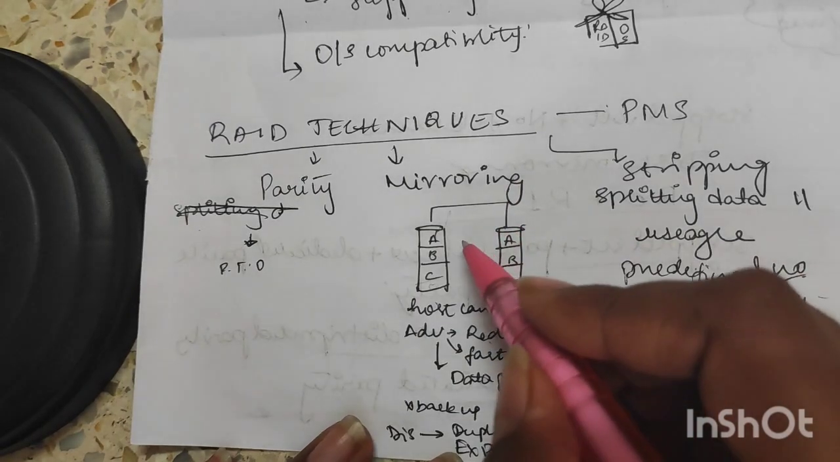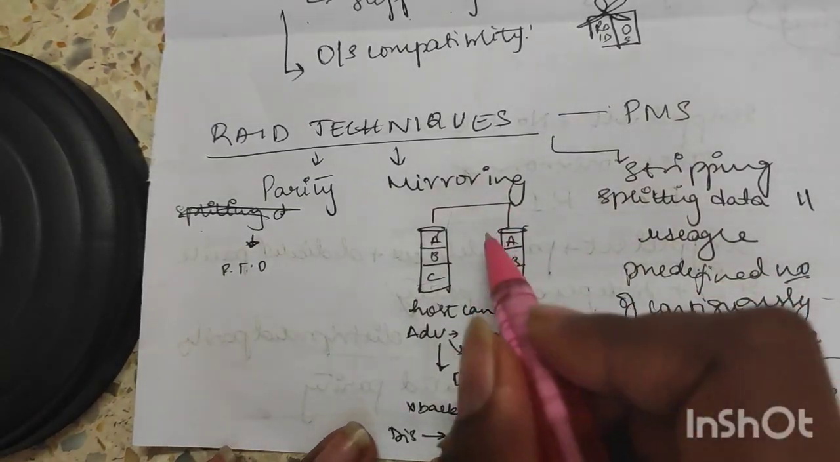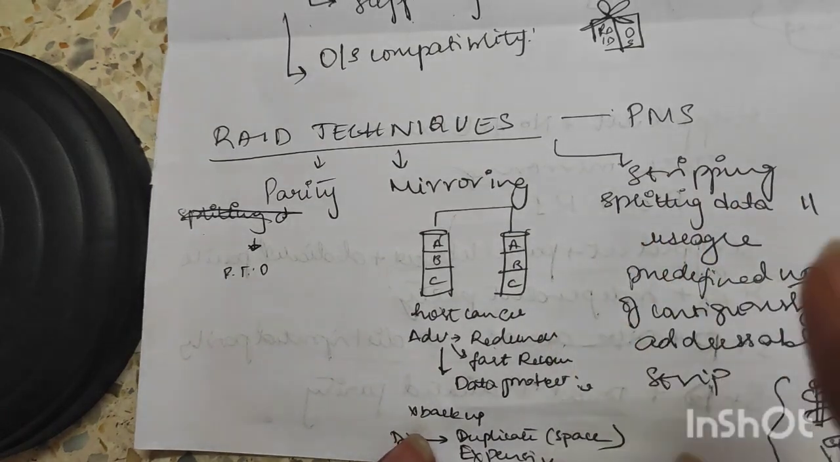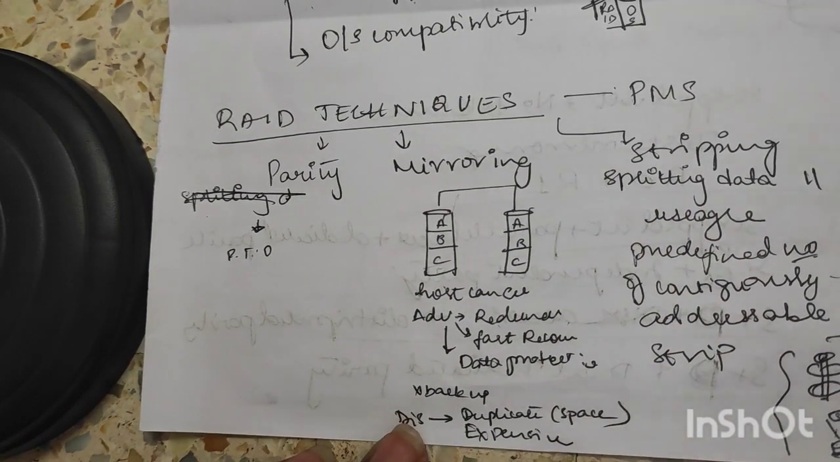So you're not just storing a partial value, you're storing the whole value. So you'll need two spaces instead of using one. And then the other issue is that it's expensive.